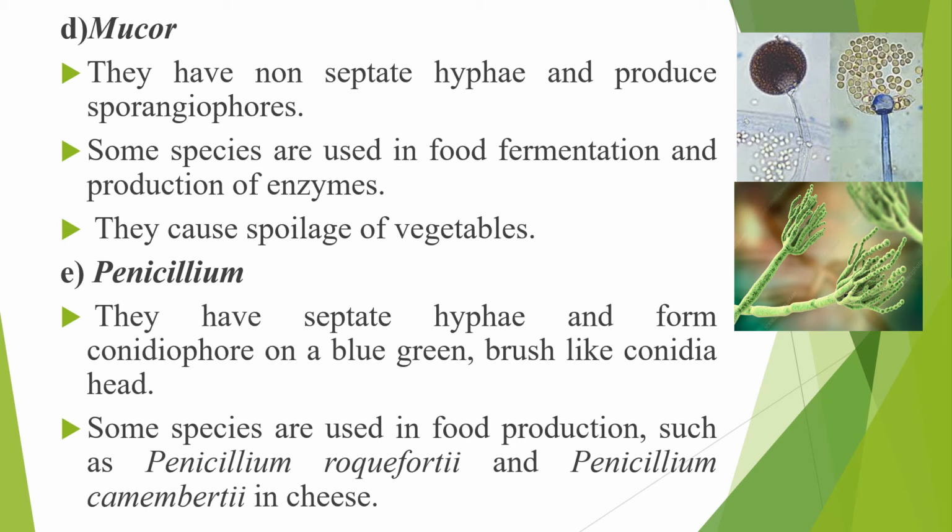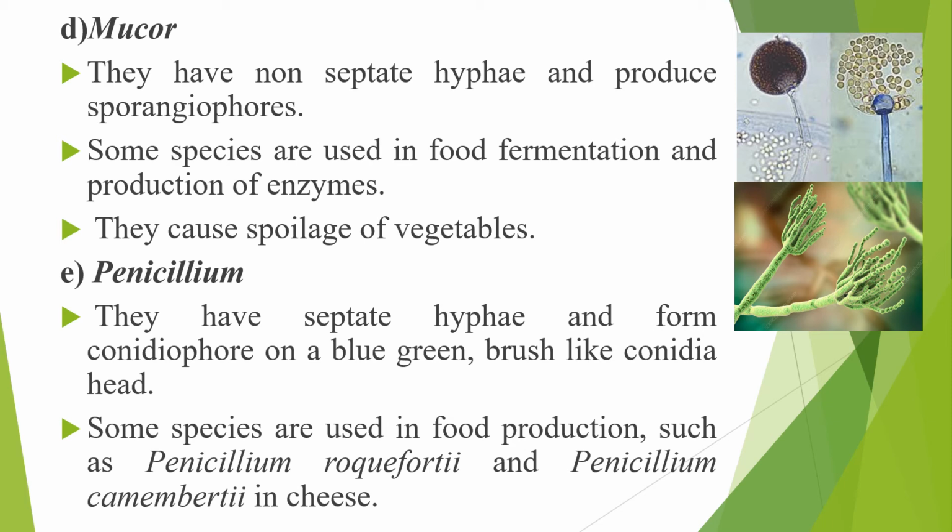They have septate hyphae and form conidiophores on a blue-green brush-like conidial head, and subspecies are used in food production. Examples are Penicillium roqueforti and Penicillium camemberti, which are used in cheese production.